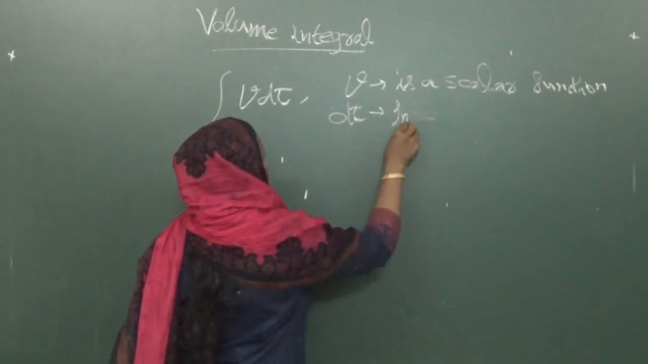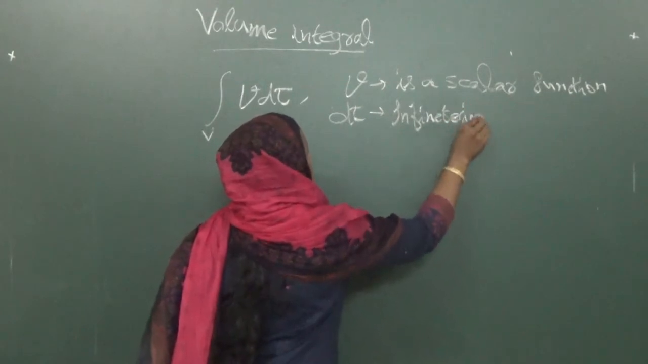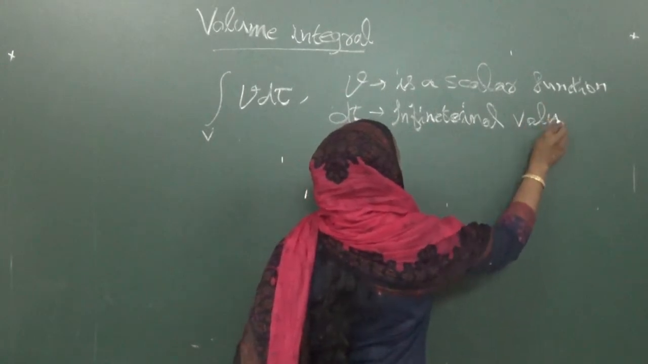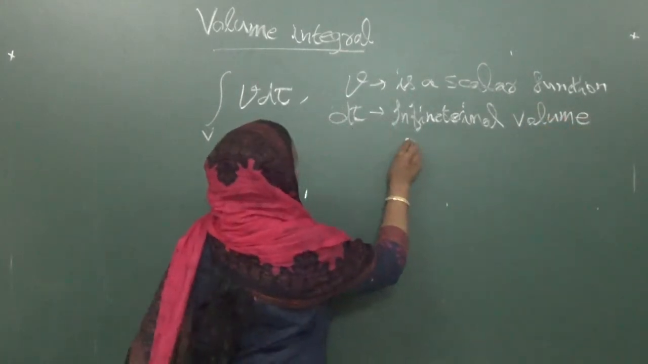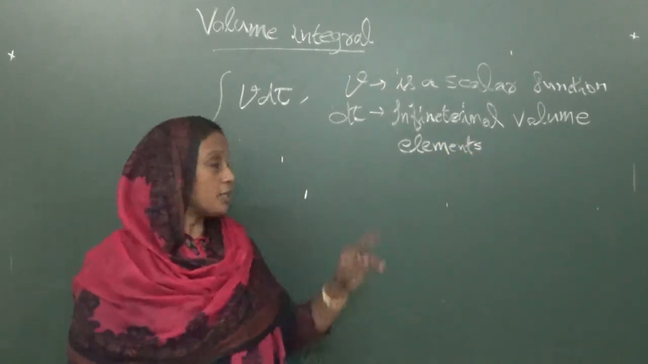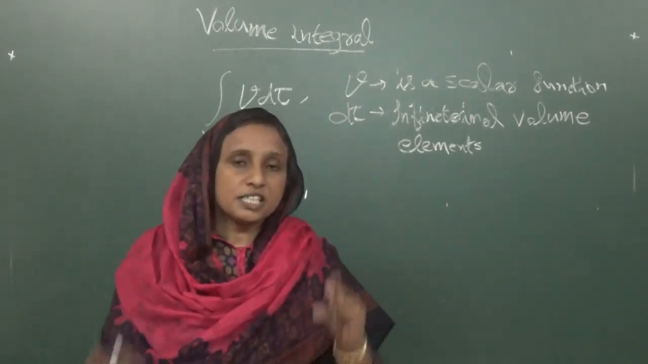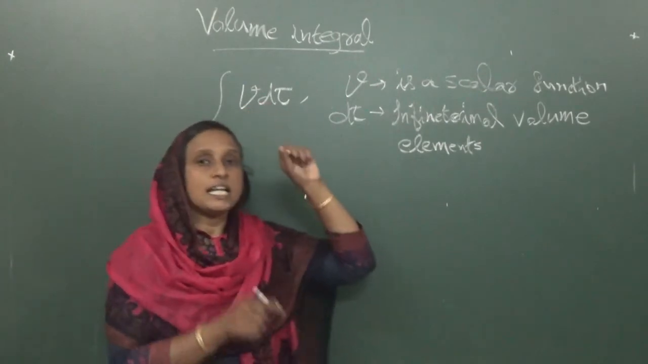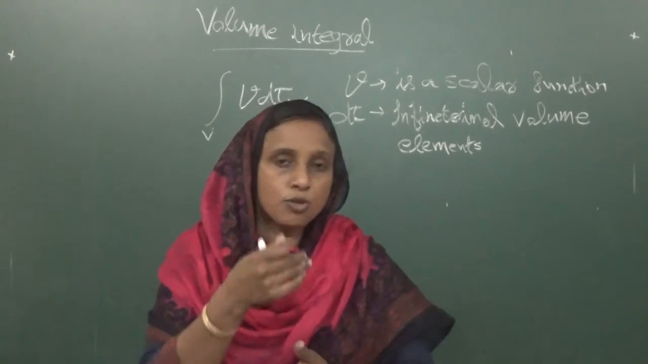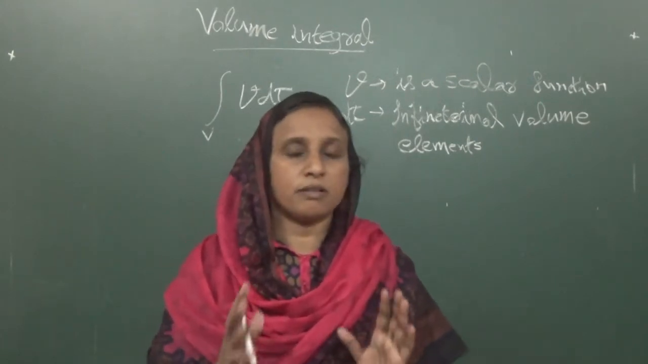dτ, infinitesimal volume element. This scalar function V varies from point to point. The scalar function V takes different values at different points in space, so we have to integrate it to get the total volume integral.